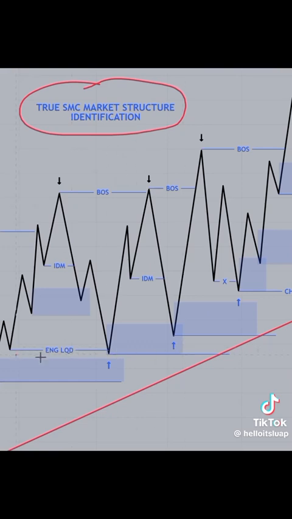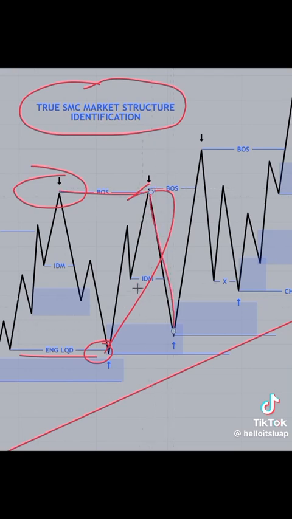Now here, after price has swept the engineering liquidity and went past this high, making a valid break of structure, we can see price coming down again, taking out the inducement, mitigating the extreme POI and pushing up, breaking past this high, confirming this as a valid break of structure.